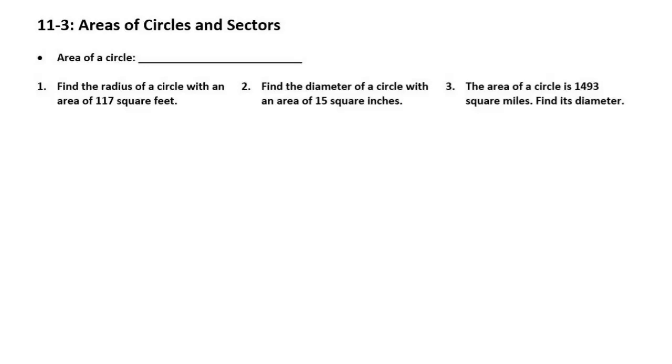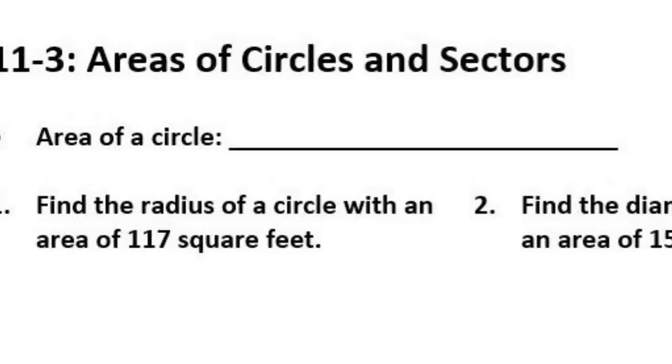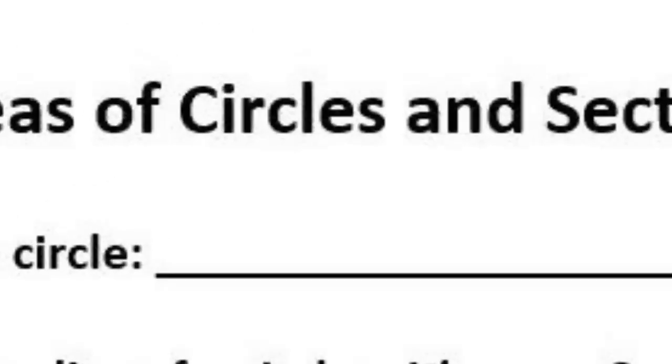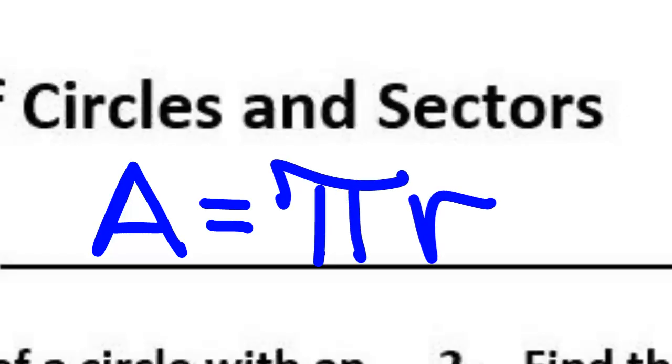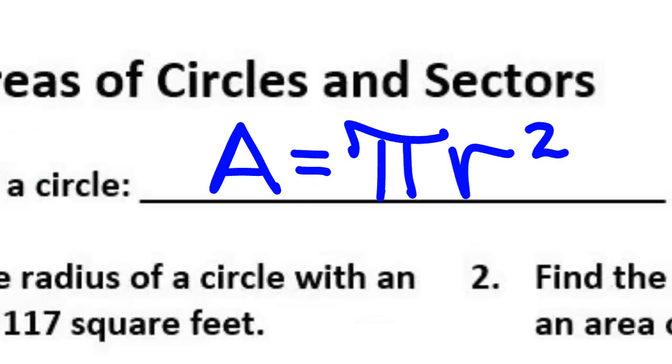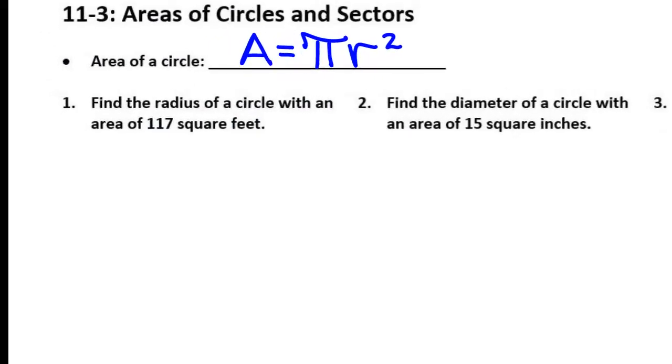All right, so let's dig in. We talked yesterday about the area formula for a circle because we used it several times. Does anybody remember what the area formula for a circle is? Pi r squared. Area equals pi r squared. And what does the r stand for? Radius. Awesome.